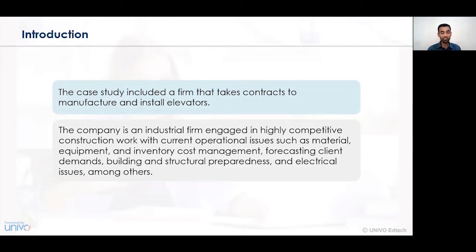The company is an industrial firm which is engaged in highly competitive construction work with current operational issues. The various issues associated with the organization are with respect to the material, the equipment, the inventory control management, the forecasting of client demand, building and structural preparedness, electrical issues, and so on. So these are a few of the issues which the company was focusing on.